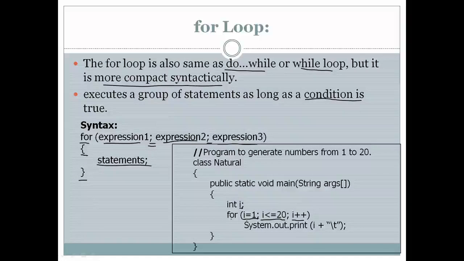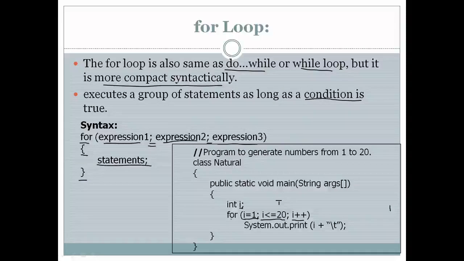Initially when we execute the for loop, i is assigned 1, then it will check the condition i is less than or equal to 20. If the condition is true, and in this case it is true, the statements included in the for, which is only one statement, System.out.print, is executed. It will print the value of i, that is 1.